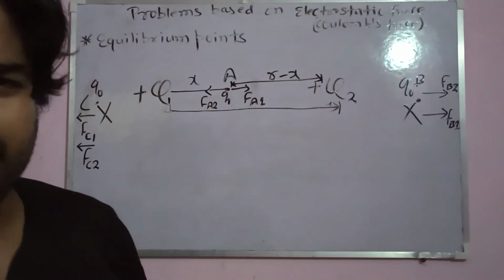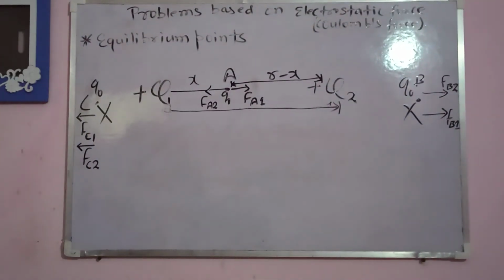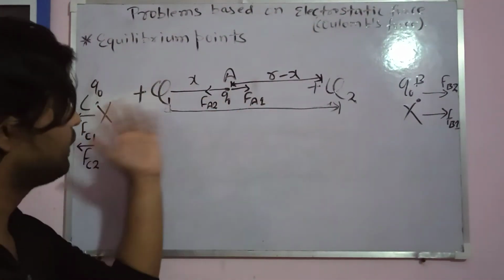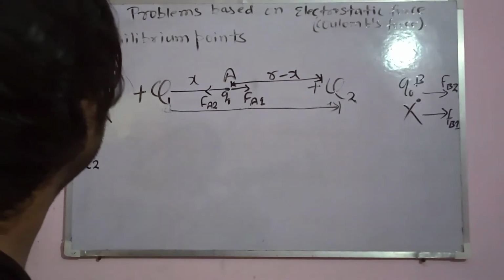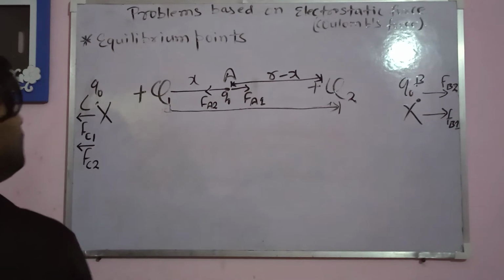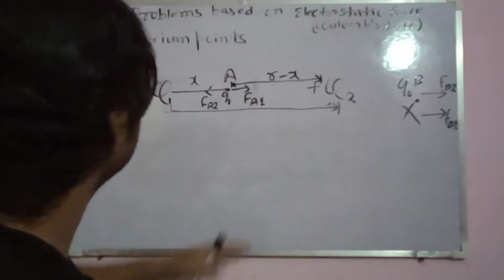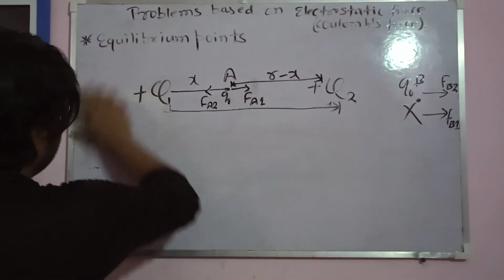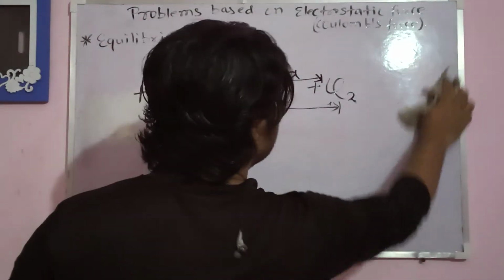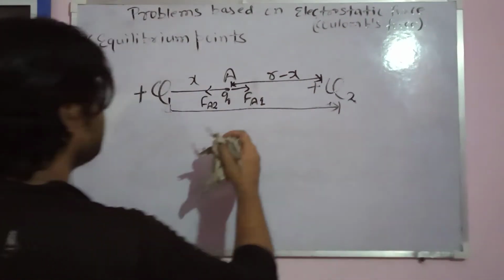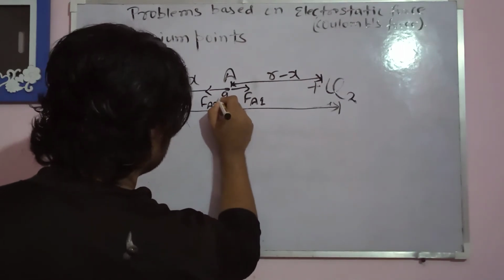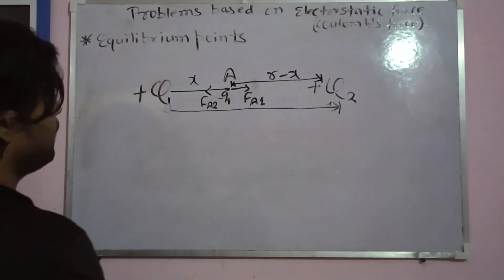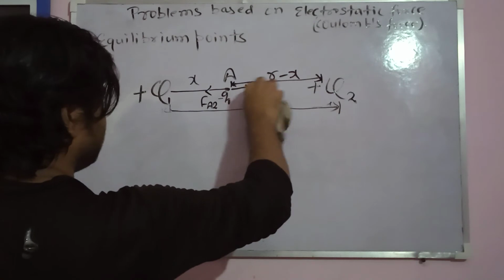So we learned how to find the equilibrium point when both the charges are positive, whether they are equal in magnitude or aren't equal. We can easily find the equilibrium point in between them. Now let's do a simple analysis and learn something more. What happens if my test charge is negative here?